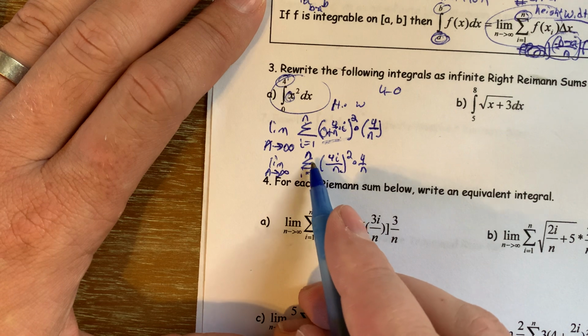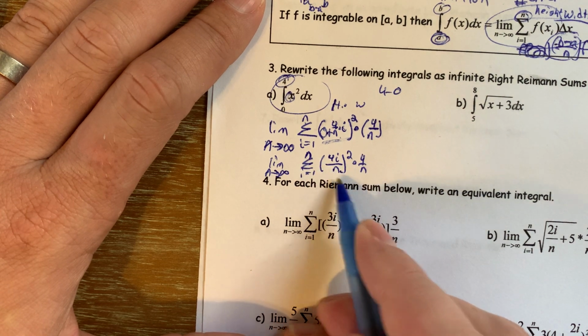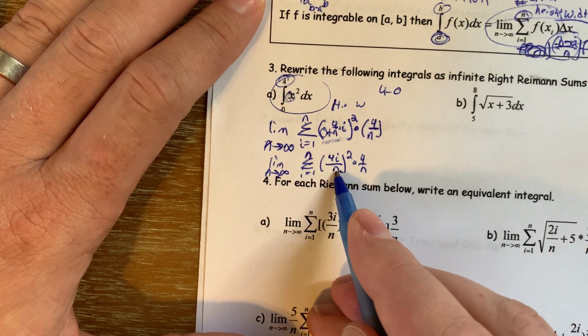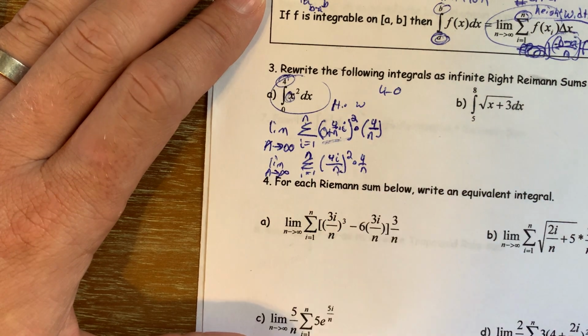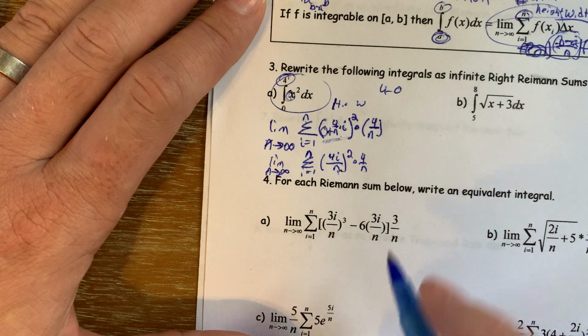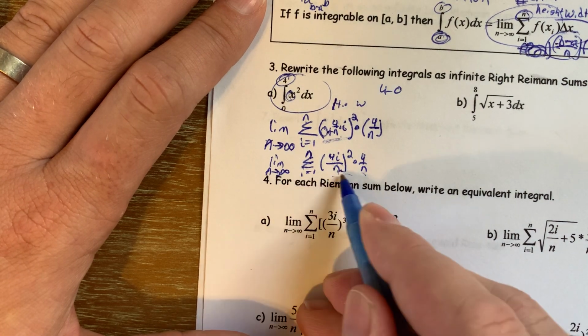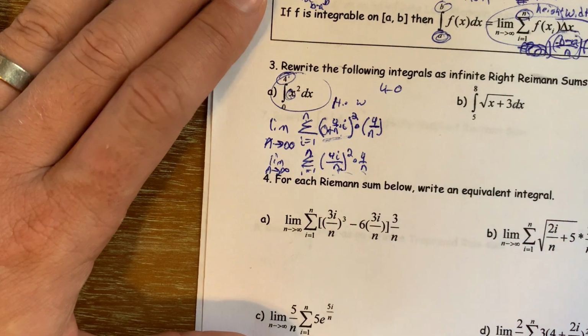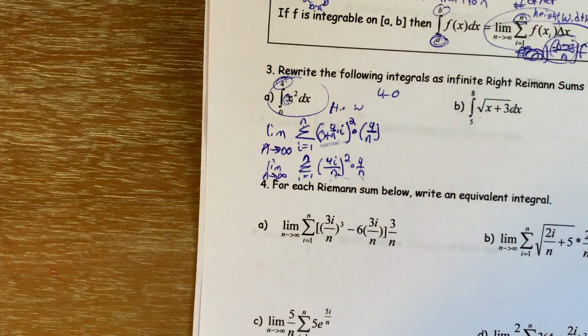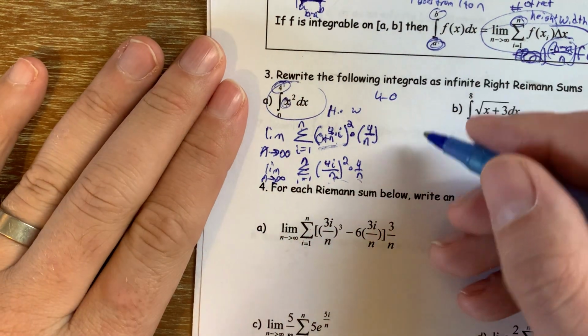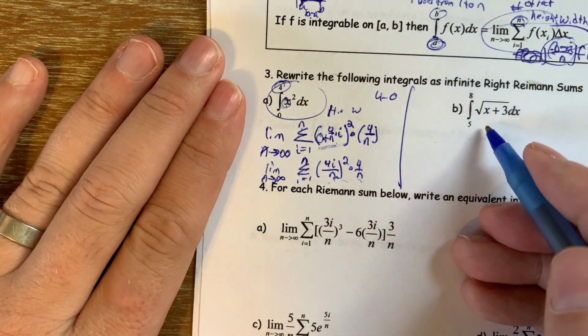So you'll notice when n was 4, we got a width of 1, and it was just 1 squared, 2 squared, 3 squared, 4 squared, right? Because 4 divided by 4 canceled out. When we had 100 rectangles, it was dividing by 100. The calculator is still thinking, by the way, on this 10,000 rectangles it's trying to add up. It might be going for a while.